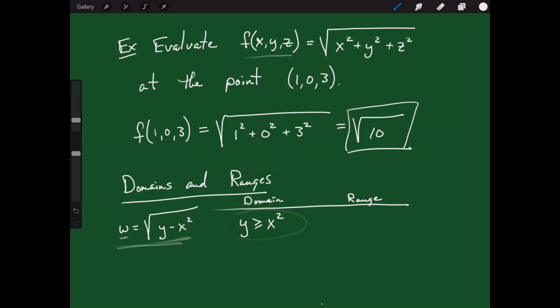And now we could talk about, okay, so what's the range of this function? And what I mean by the range is, what kinds of numbers could I get for w? Well, w is the square root of something. And the square root of something is always non-negative. So the range in this case, I could say, is that w is always going to be greater than or equal to 0. So numbers that are greater than or equal to 0 can come out of this function. Other numbers cannot. Okay, let's try another one.